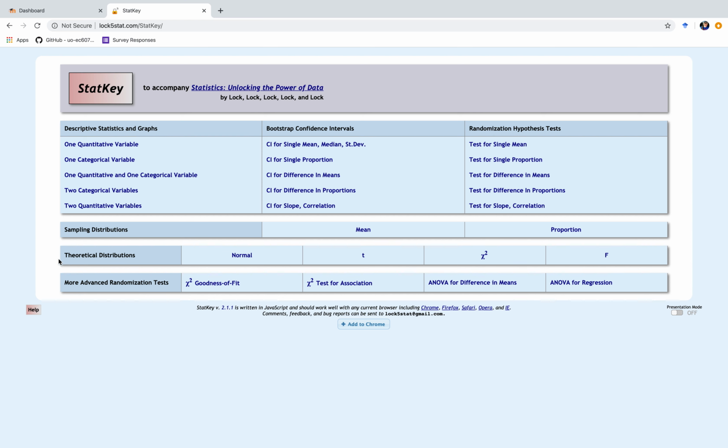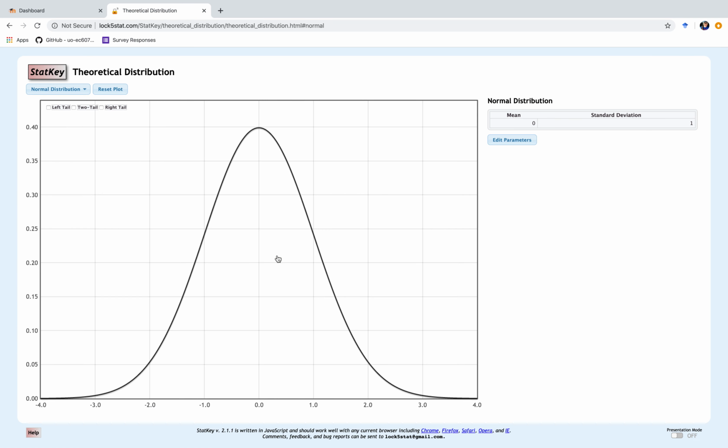So we come down here to theoretical distributions. We want the normal. There are others, and we will use these, but for now, the only one we know about is the normal. So we click that. A normal distribution pops up, specifically a normal with a mean of 0 and a standard deviation of 1. This is the z distribution. So if you're using z-scores, if that's what the question wants you to do, you're good. You don't need to edit your parameters at all.